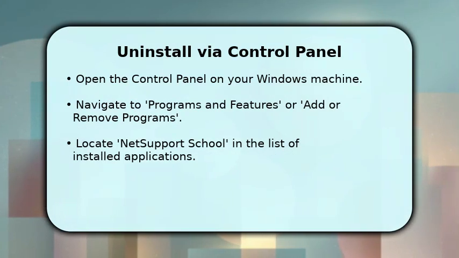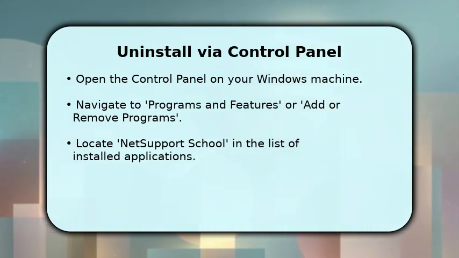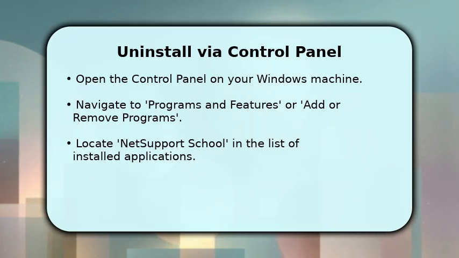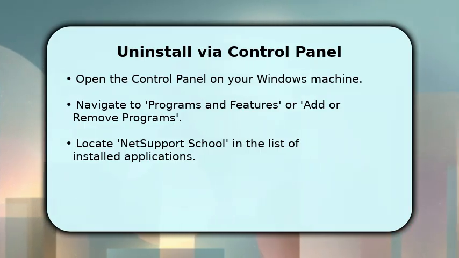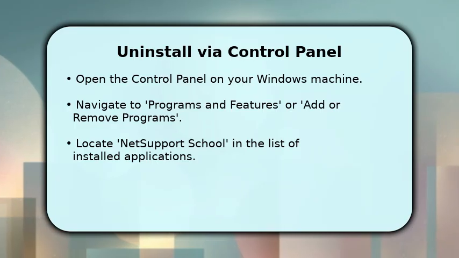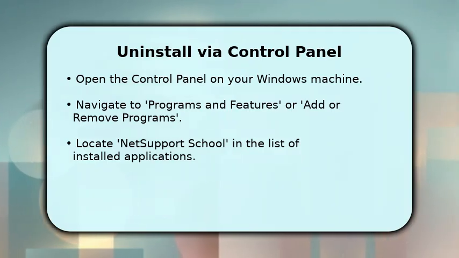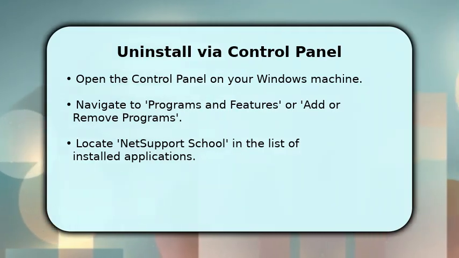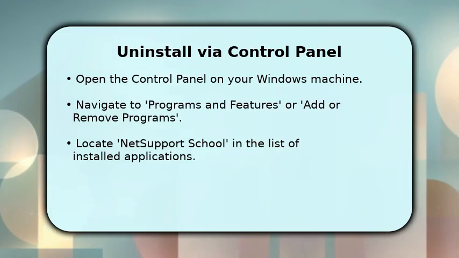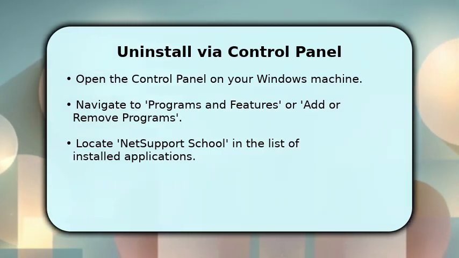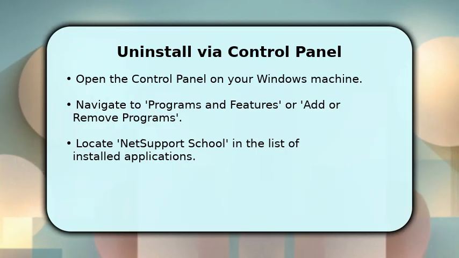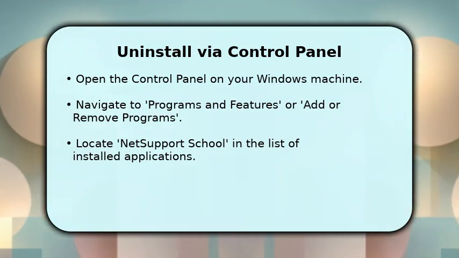The most common and recommended method is to use the Windows Control Panel. Start by opening the Control Panel on your computer. Then, find and click on Programs and Features, or Add or Remove Programs, depending on your Windows version. Scroll through the list of installed applications until you find Netsupport School. Once located, select it and click the Uninstall button to initiate the removal process. This will launch the program's dedicated uninstaller.